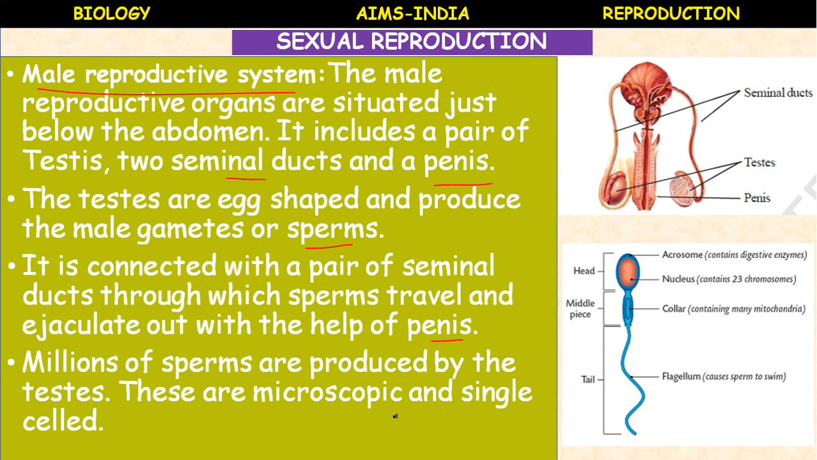This is the sperm. So what are the main organs present in the male reproductive system? A pair of testes, which are bean seed shaped or egg shaped, and they are connected with two tubes called seminal ducts. The sperms enter into the seminal ducts, open into the penis and are ejaculated out. If you take a sperm, it is a unicellular male gamete.